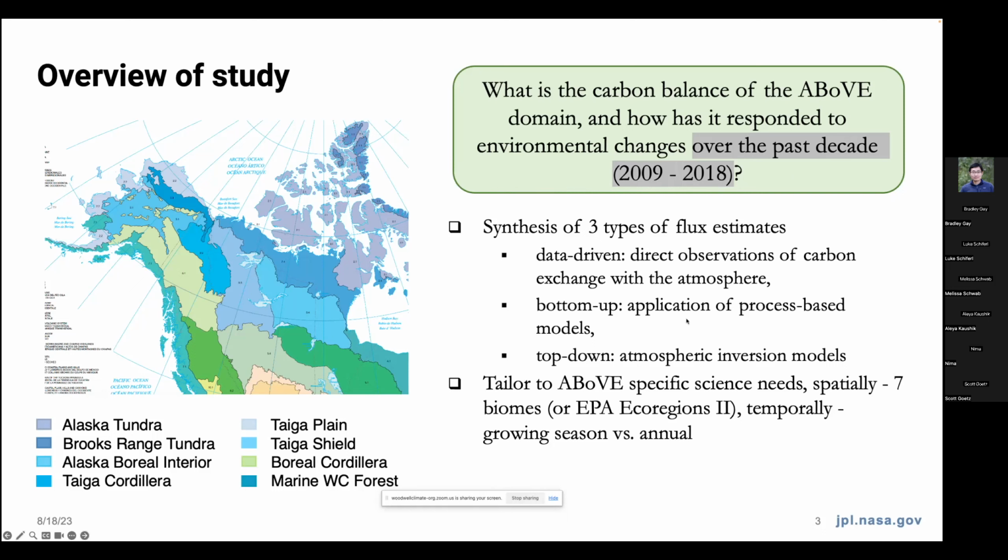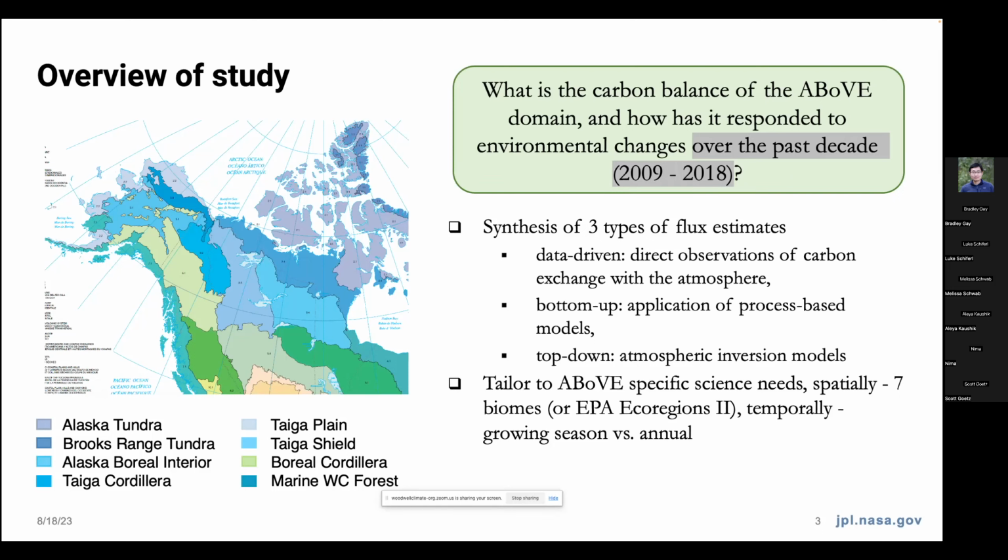The idea was that we would look at three different types of flux estimates: data driven, which is primarily what's also known as the upscaled flux estimates from flux tower data; bottom up, which is primarily the process based models; and top down, which would be the atmospheric inversions.